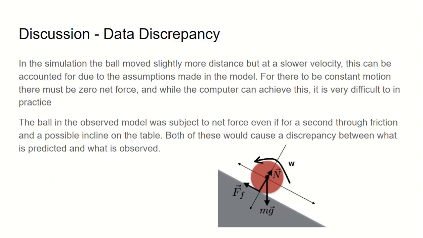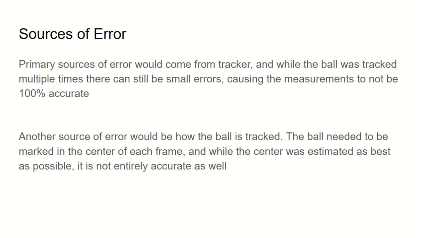In the simulation, the ball moved slightly more distant, but at a slower velocity. This can be accounted for due to the assumptions made in the models. For there to be a constant motion, there must be zero net force, and while the computer can achieve this, it is very difficult in practice. The ball in the observed model was subject to net force, even if for a second, through friction and possible incline on the table, both of which would have caused a discrepancy between the predicted and what is observed.